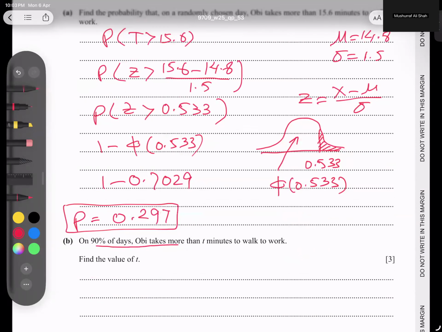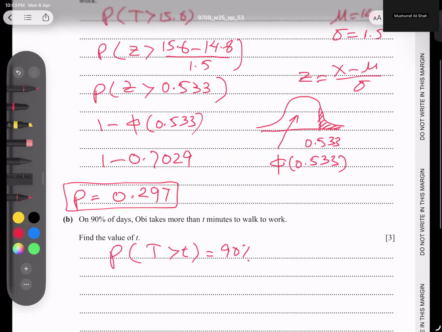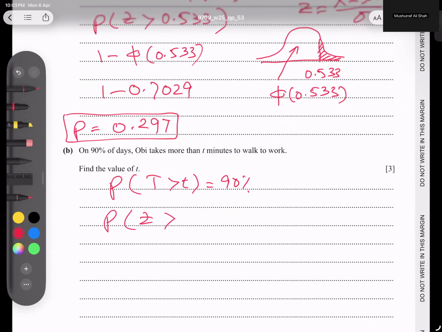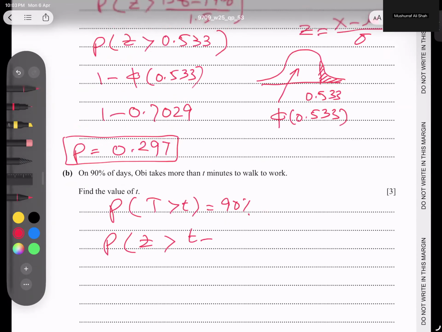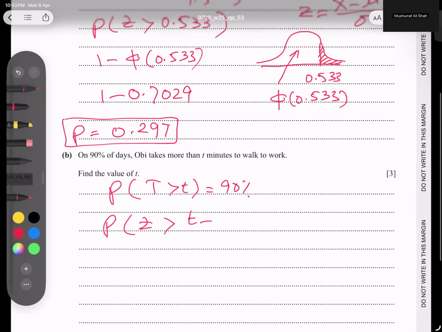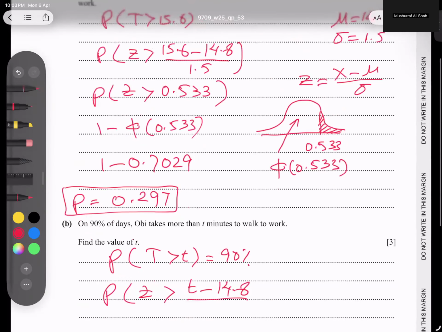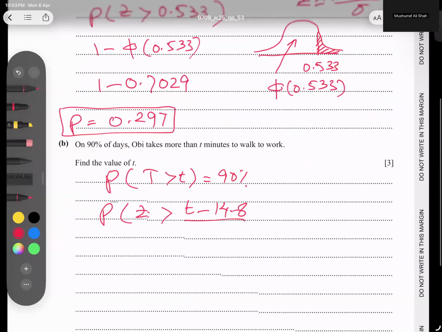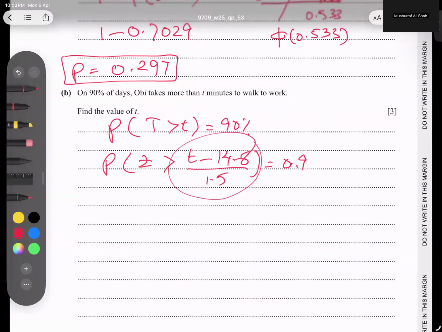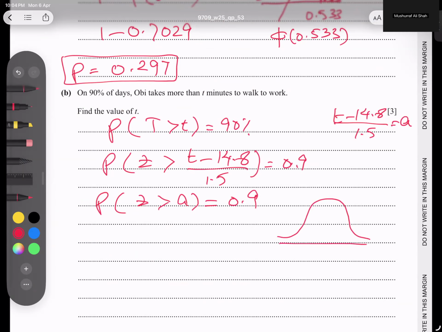90% of days Obai walks more than t minutes. So the probability that time is more than t is equal to 90%. We need to find t. So again, write z here. You know the formula: t minus mean, which is 14.8, over deviation 1.5, equal to 0.9. Okay, students, I label this as A. So t minus 14.8 over 1.5 is equal to A. I convert to make it easy, though it is not compulsory.